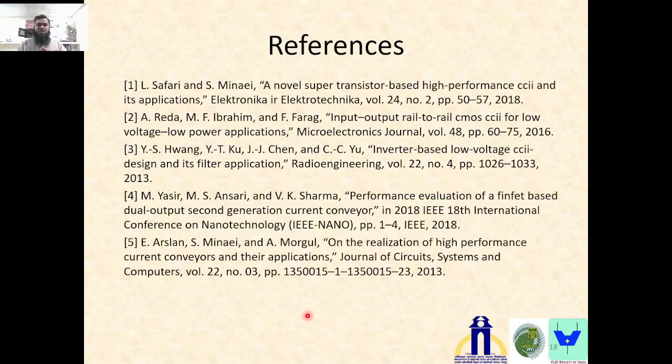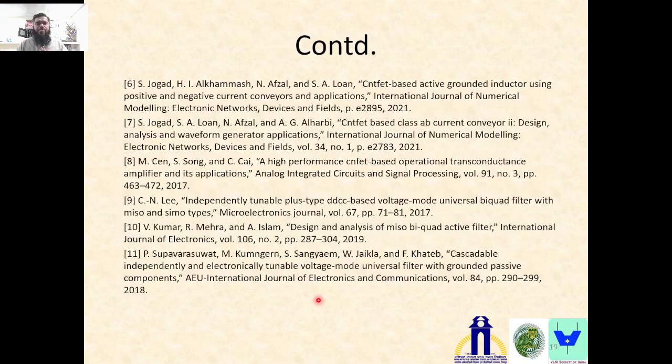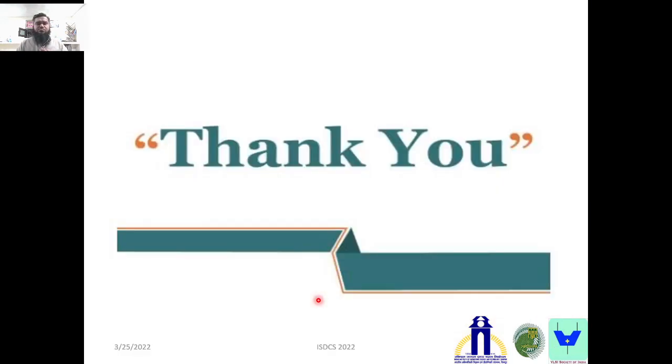Since the circuit is free from resistors, it can easily be used in analog signal processing ICs for high frequency applications. These are some of the main references which we have used in our circuit. Thank you.